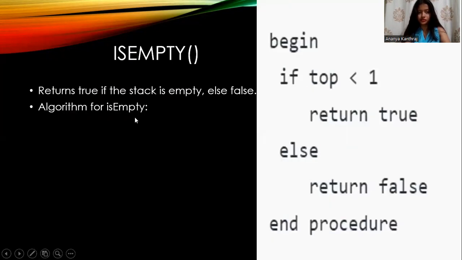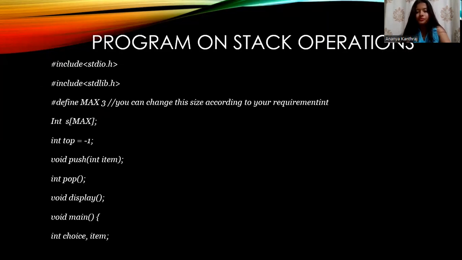Next, isEmpty. isEmpty is another operation in stack where it returns true if the stack is empty, else false. So the algorithm for isEmpty is as follows. Begin, if top is less than 1, return true, else return false, end procedure. So let's look at a basic program on stack operations.